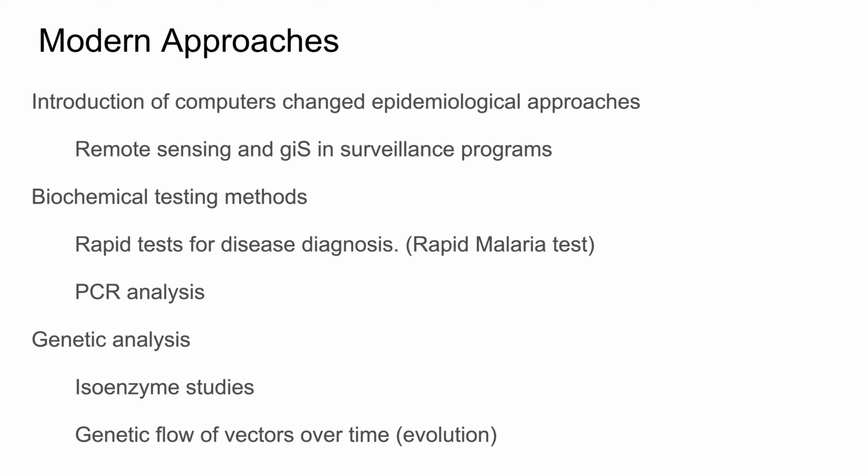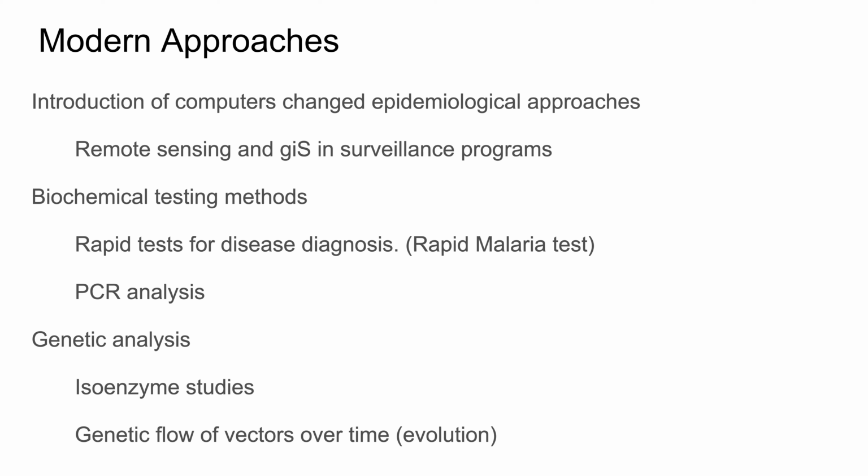There are a couple of different new approaches to epidemiology. One, with the introduction of computers, there have been lots of new modeling and testing methods and those sorts of things. We have, of course, remote sensing, GIS, and surveillance programs. So with capture, mark, release, I can mark that mosquito and I have a GIS point, and then I can find that insect later on in another place and have another GIS point. So I have more accurate measurements.